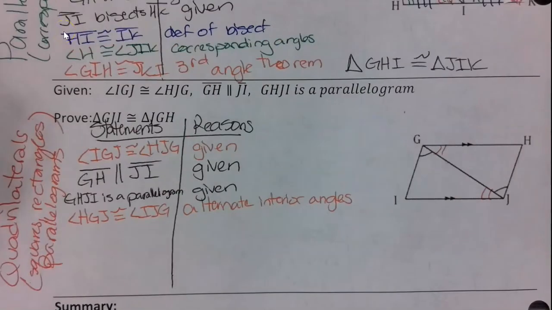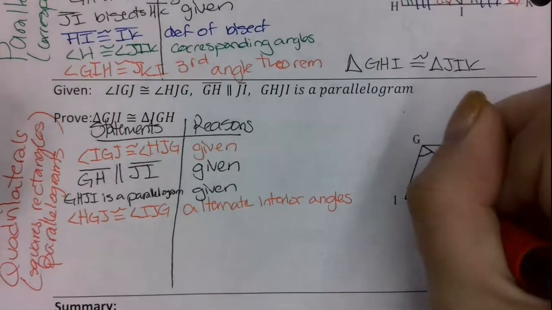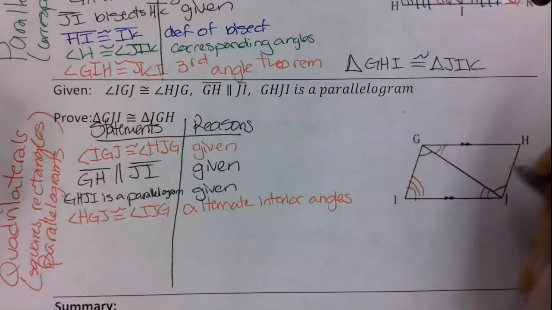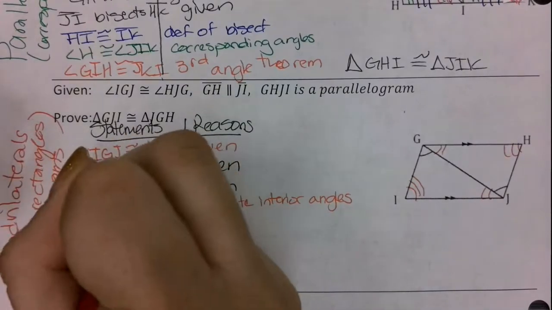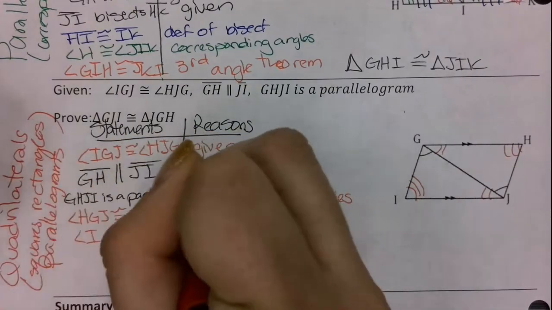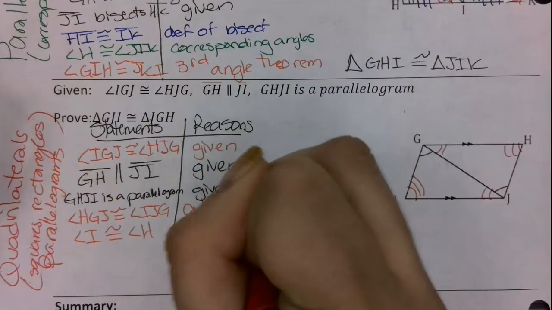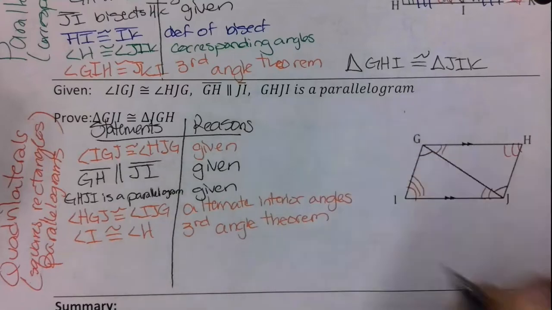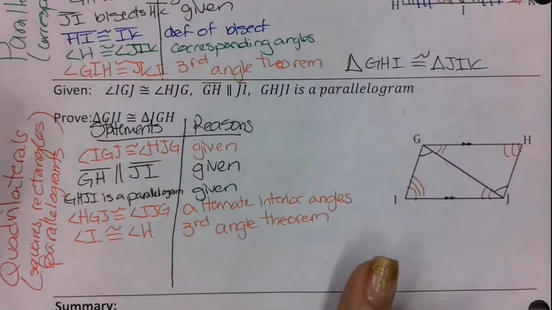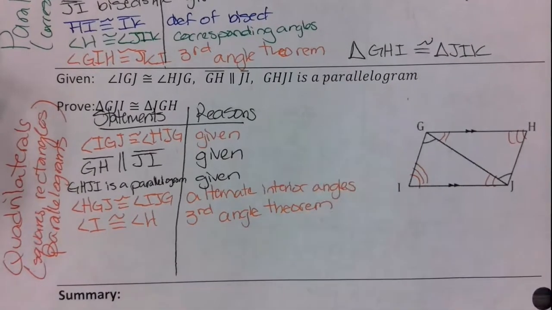Okay, so then what do I know? I is congruent to H. Why? Okay, what else do I know from this picture?